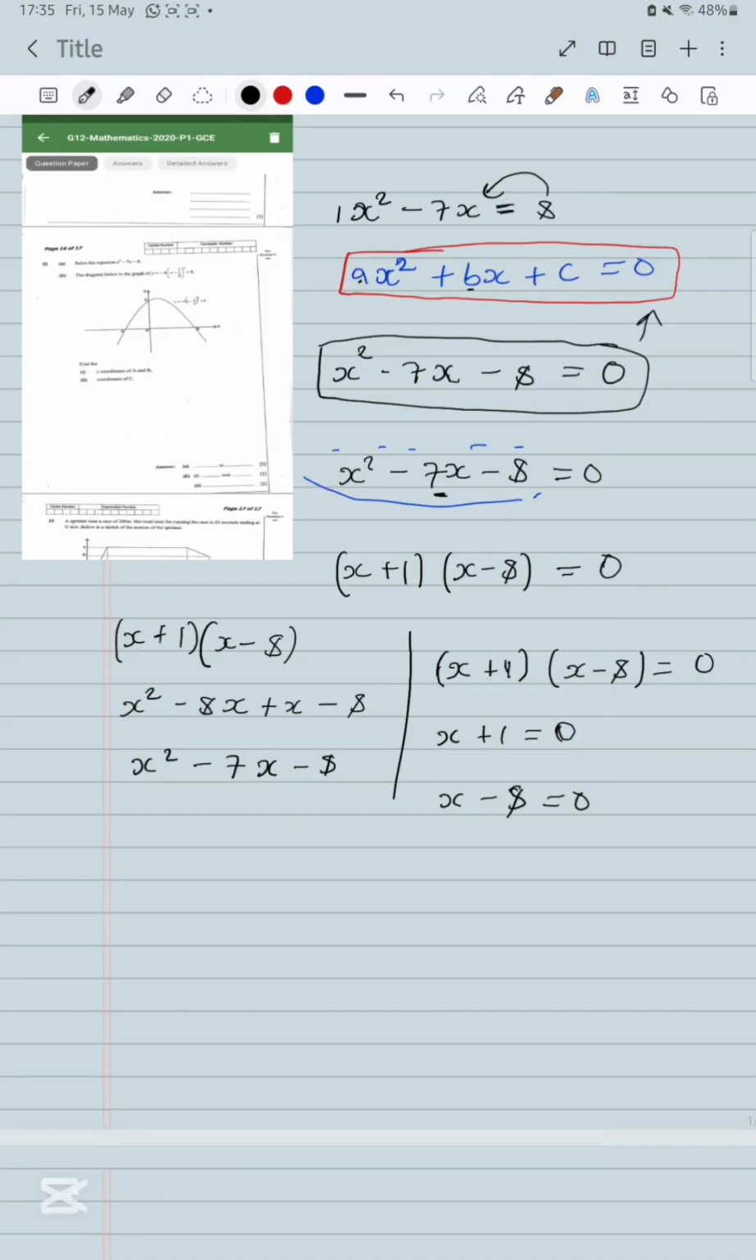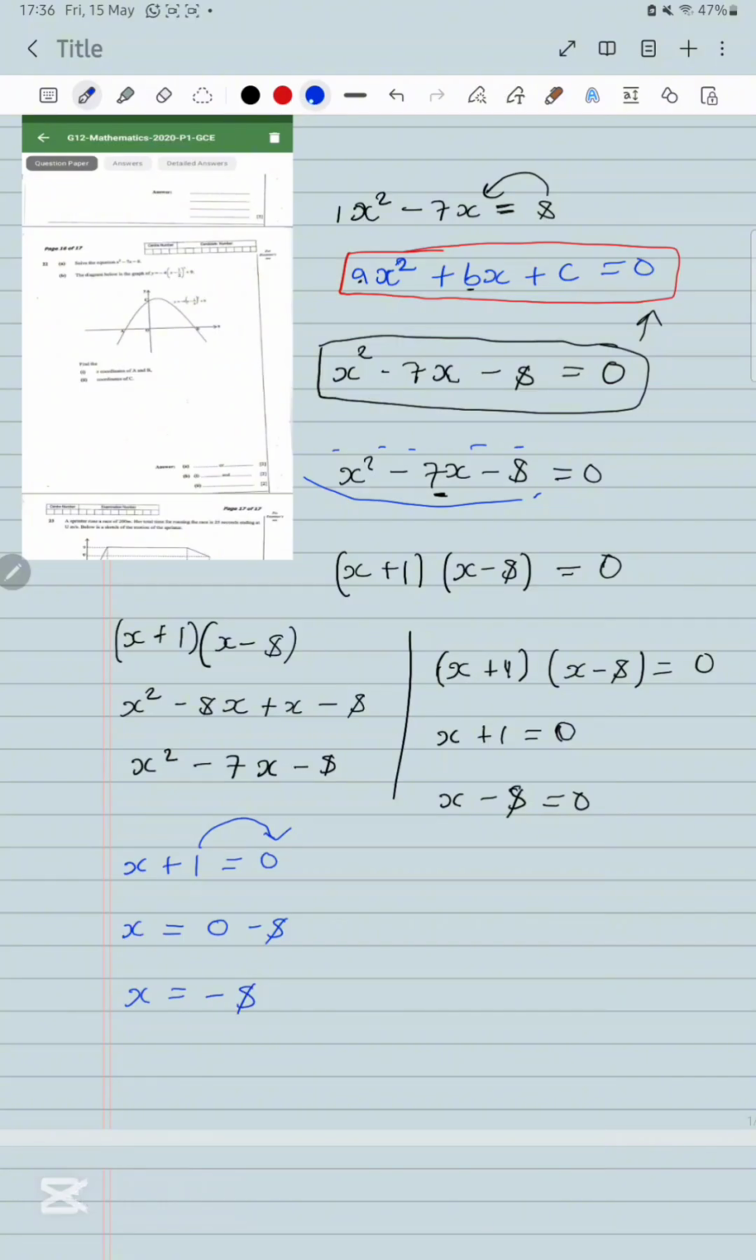So if we solve these two equations, for equation 1, which is x plus 1 is equal to 0, we move the 1 to the other side of the equal sign, so x is equal to 0 minus 1.